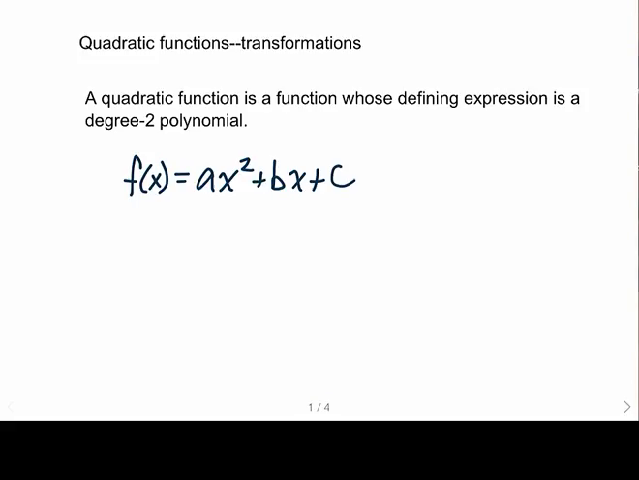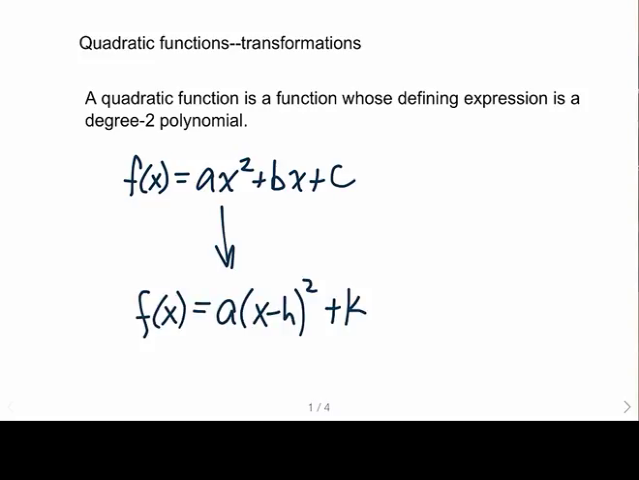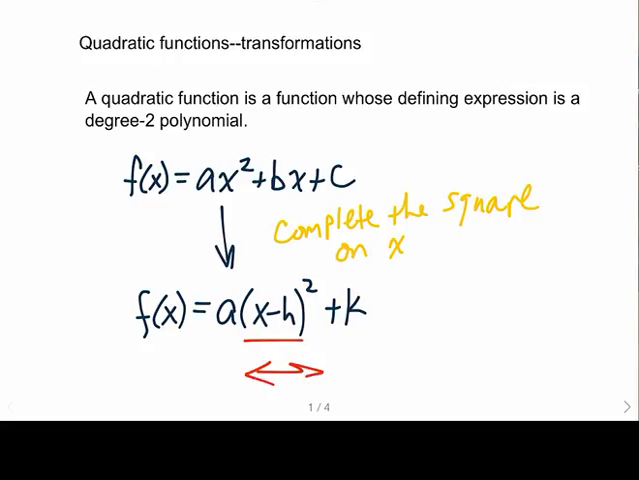This expression can be converted to an expression f of x equals a times the quantity x minus h squared plus k by completing the square on x. The value of this is we can use h to figure out a horizontal translation to the left or to the right. We can use k to figure out a vertical translation up or down. And then the value of a will indicate a vertical stretch or compression and the orientation, depending on if a is positive or negative.